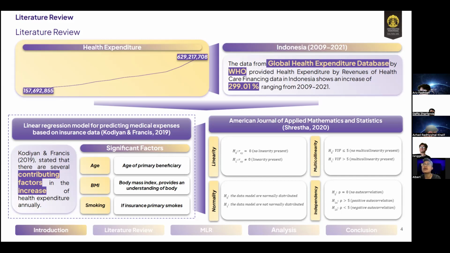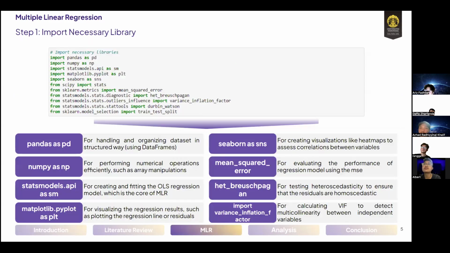And then we reviewed literature from the American Journal of Applied Mathematics and Statistics regarding the assumption tests, which are normality, linearity, multicollinearity, and independence tests. And we also listed how each test is conducted. Next, please. So the first step of our multiple linear regression is to import the necessary libraries.